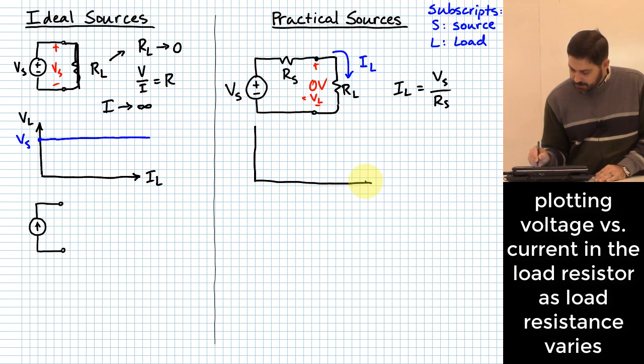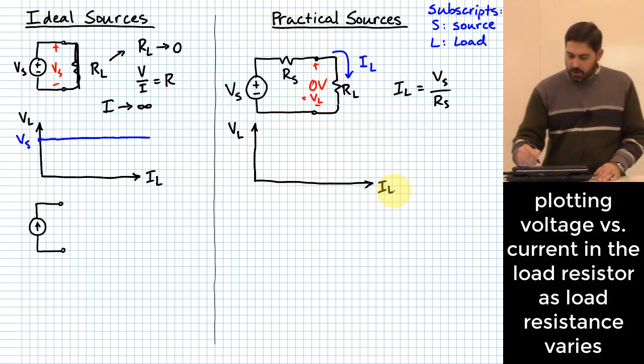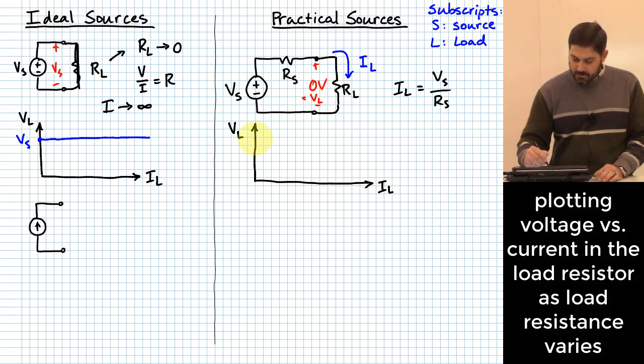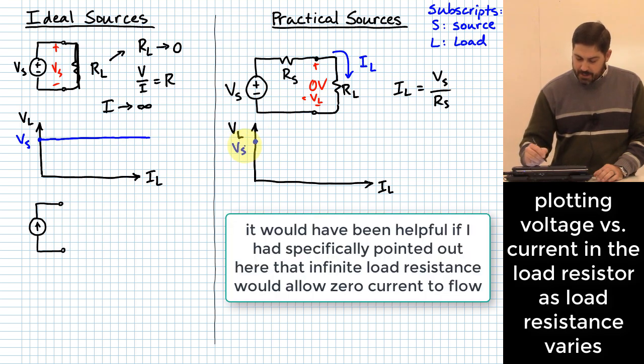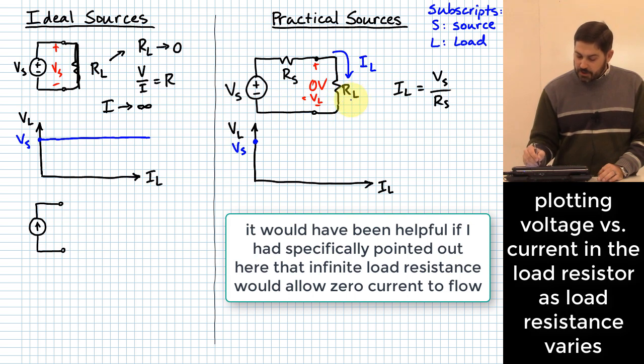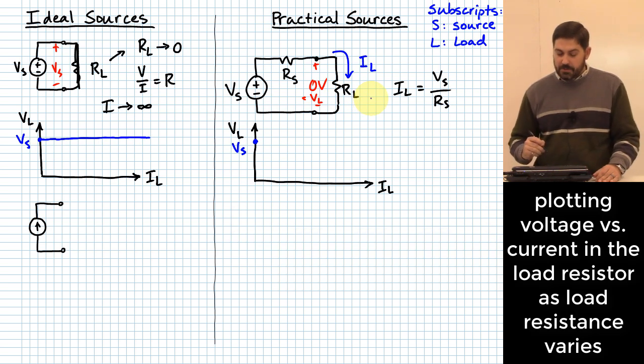If I do kind of a similar thing here, VL versus IL. Again, what if I let RL go infinite? Meaning infinite resistance across that little hookup. What happens with the value that I will have on this plot? Just like I had before, it's going to start at VS, right? There's still going to be VS across the terminals of the load if I allow the RL to go infinite.